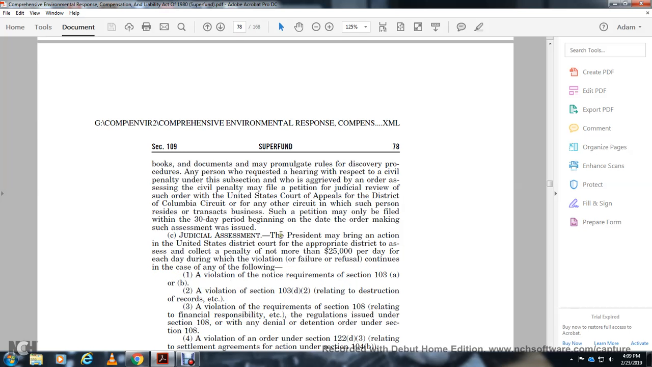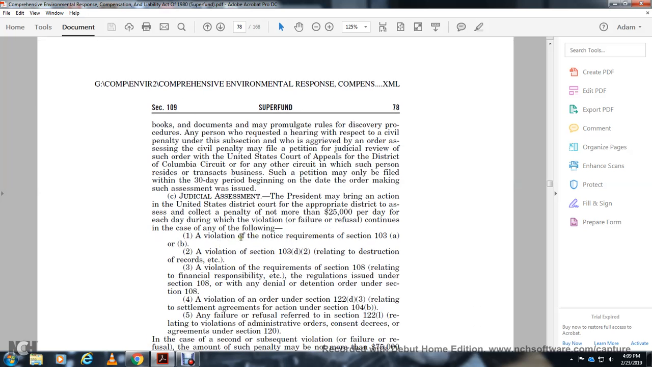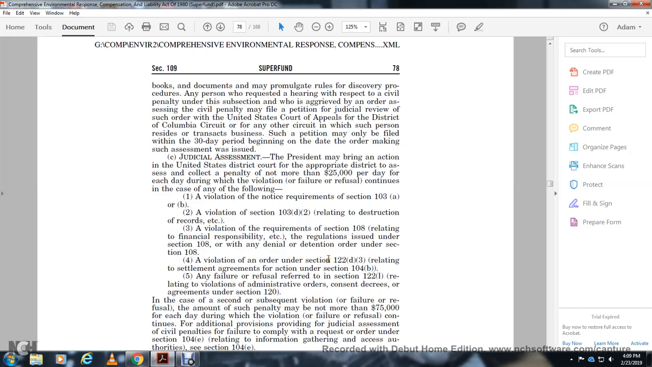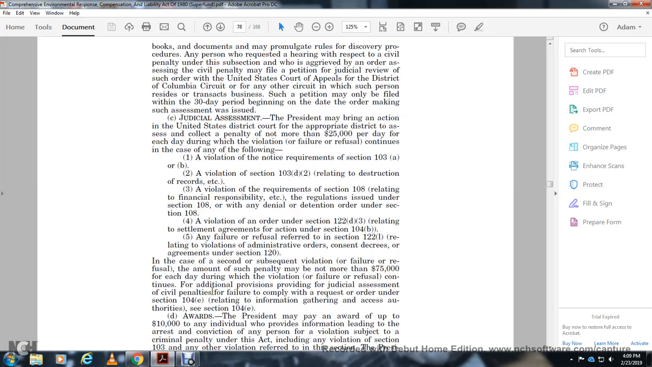If the petition is not filed, the action goes to the appropriate district court to set the civil penalty of not more than $25,000 per day for each day during which the violation, failure, or refusal continues, for any of the following: violation of the notice requirements of section 103(a) and (b); violation of 103(d)(2) relating to the destruction of records; violation of the requirements of section 108 on financial responsibility, regulations under section 108, or any denial of detention under section 108; violation of any order under 122(d)(3) relating to the settlement of agreement actions under 104(b); or any failure or refusal referred to in 121.1 regulating the violation of administrative orders, consent decrees, and agreements under section 120.